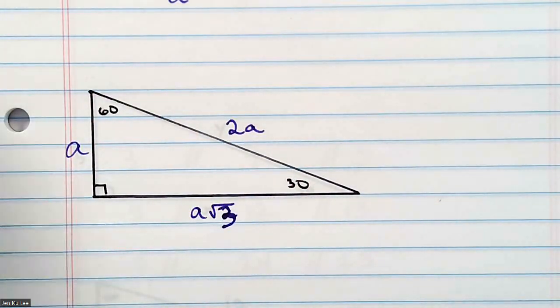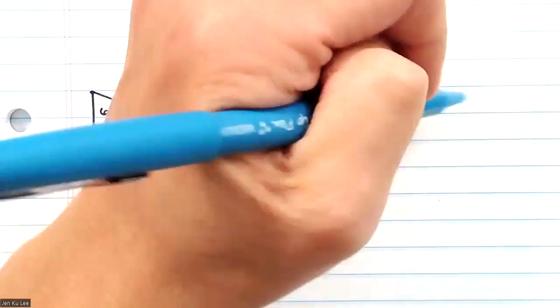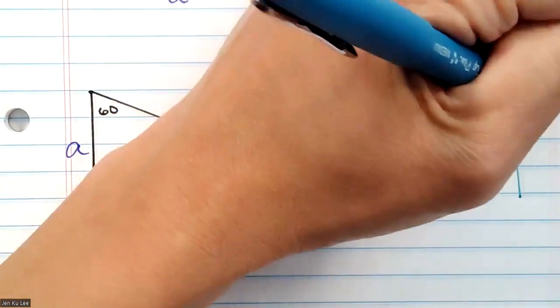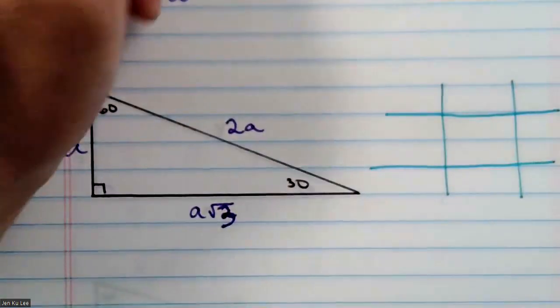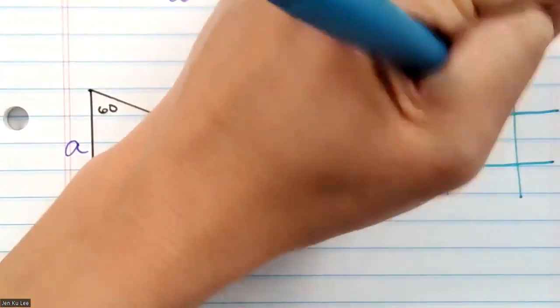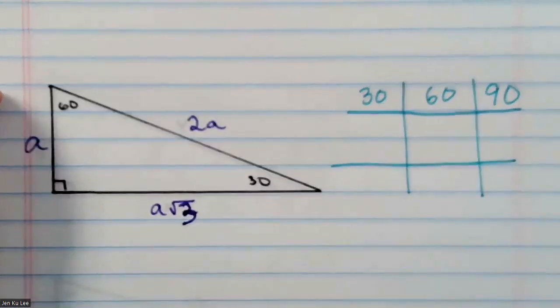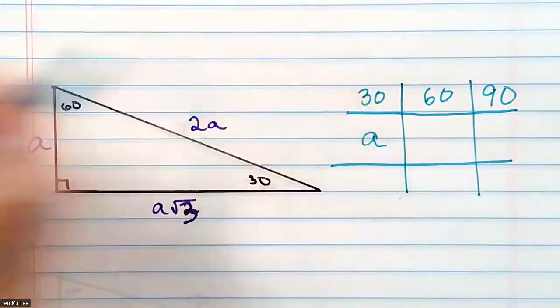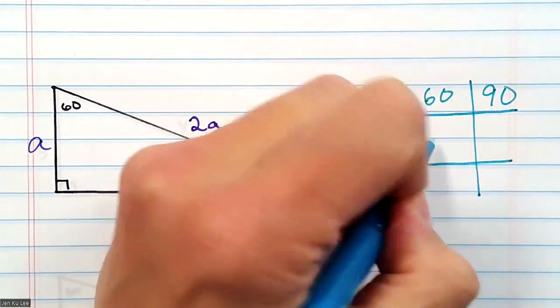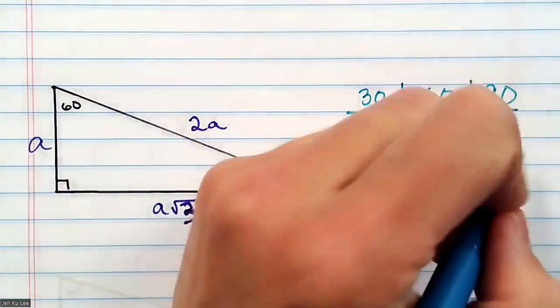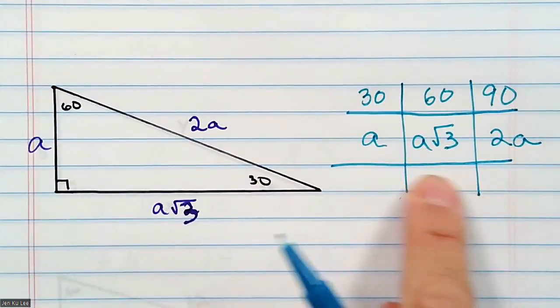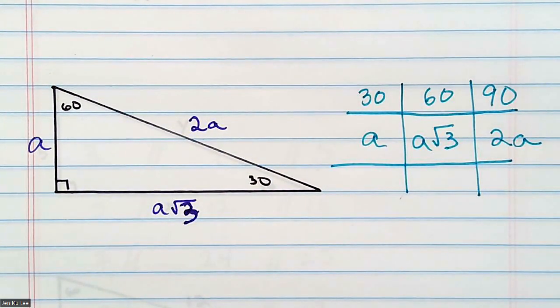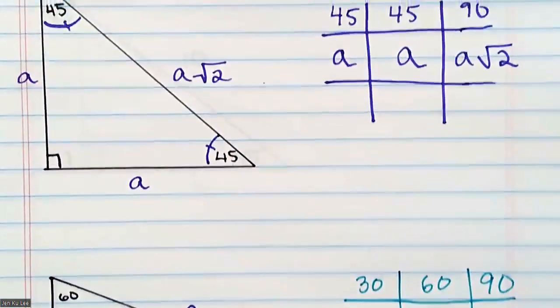So again, if I tic-tac-toe chart this, my first row is 30, 60, 90. The next row is: across the 30 is A, across the 60 is A square root of 3, across the 90 is 2A. And the last row is basically reserved for counting. All right. So for example, let's look at this first one. Let's do an example problem here.